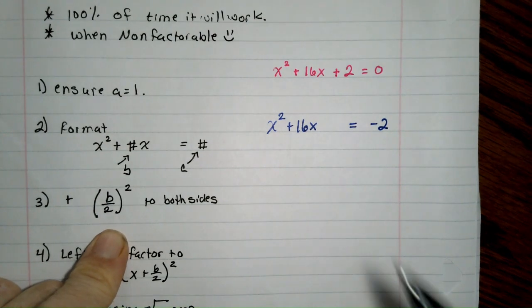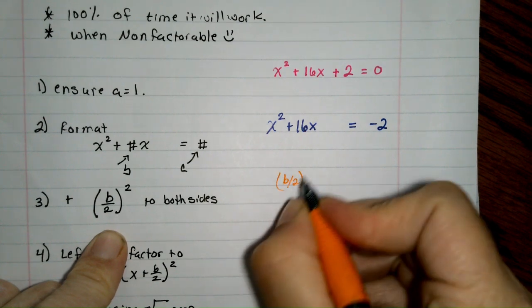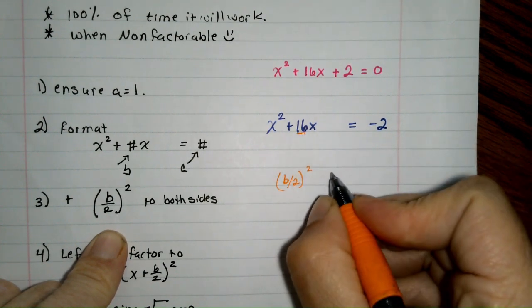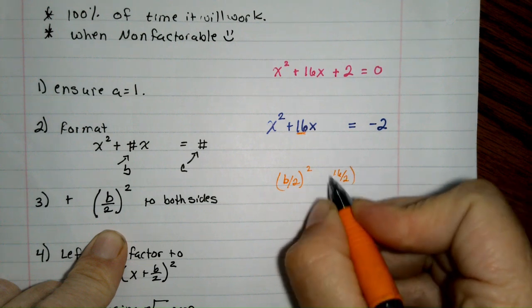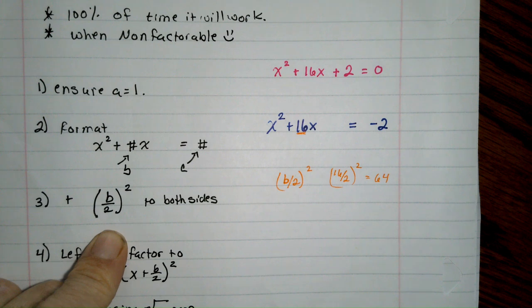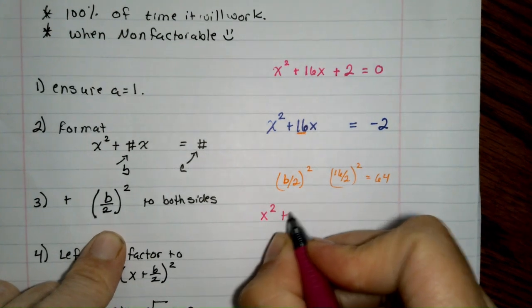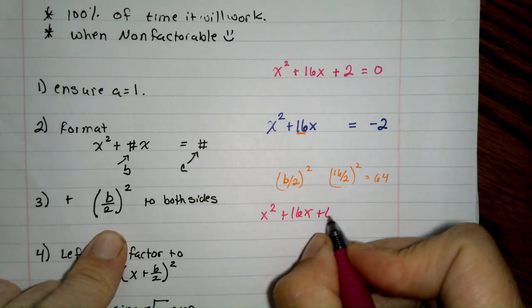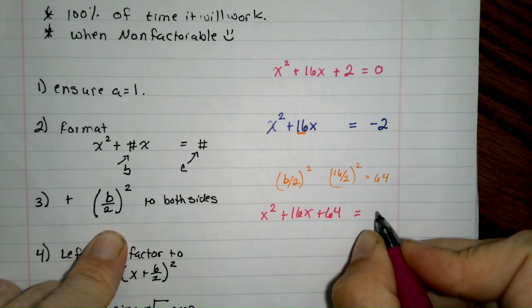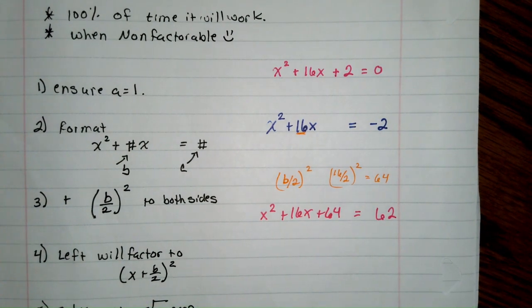Okay, I'm supposed to take my b value, divide it by 2, and then square it. So that would be 16 divided by 2 is 8, squared is 64. So I'm going to add 64 to both sides. So that gives x squared plus 16x plus 64 equals 62, because negative 2 plus 64 is 62.